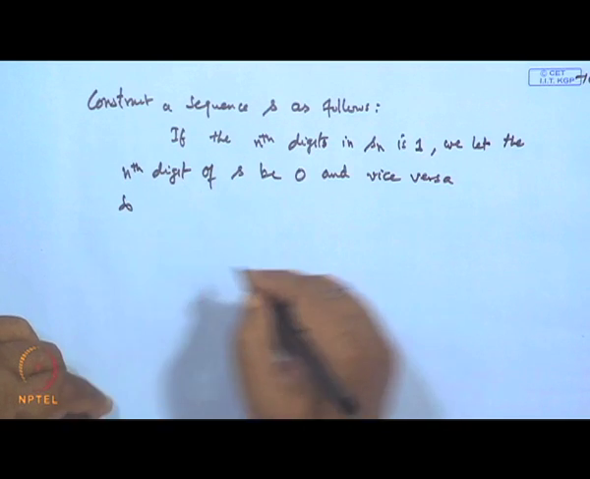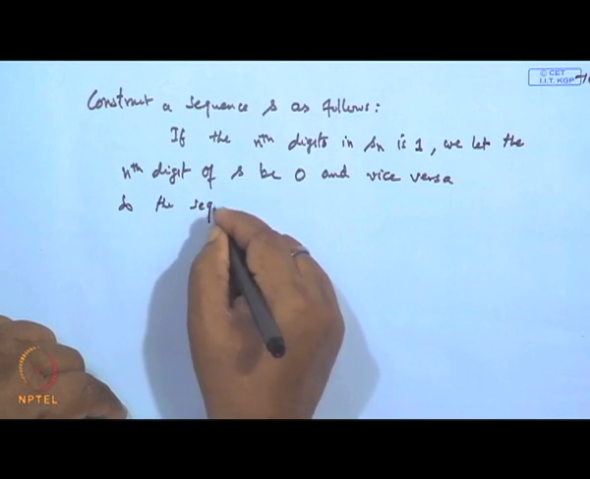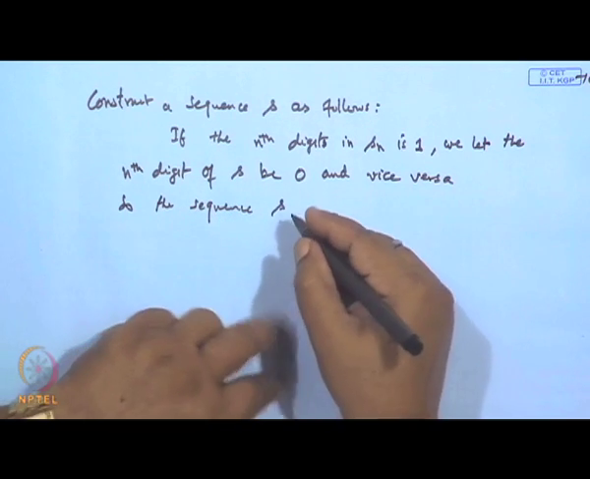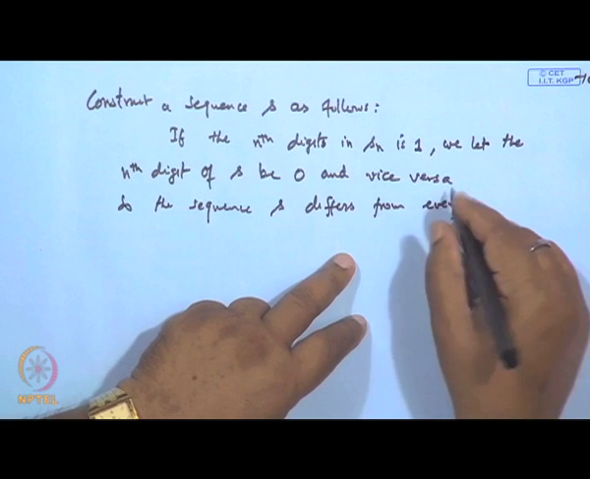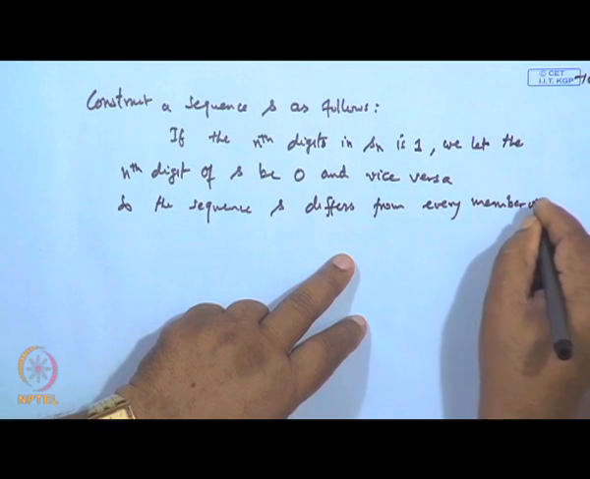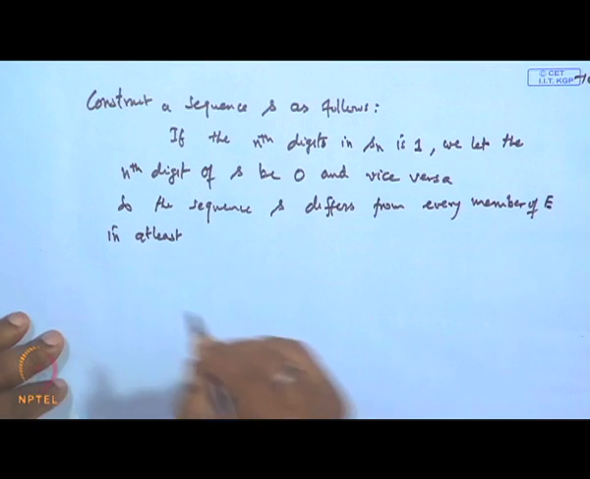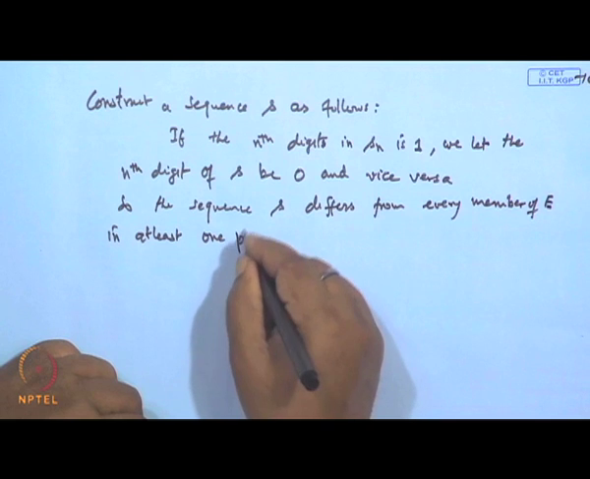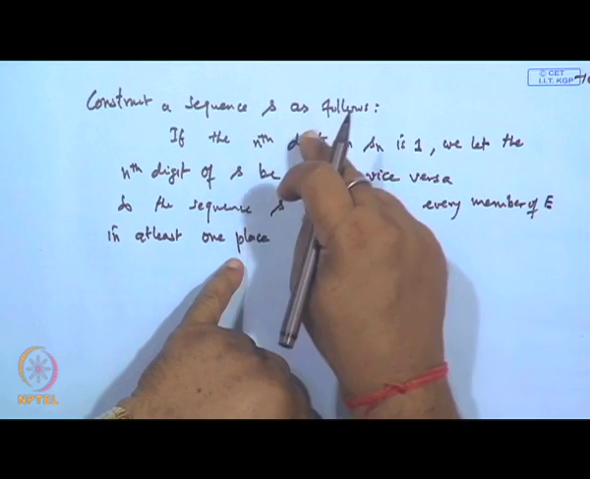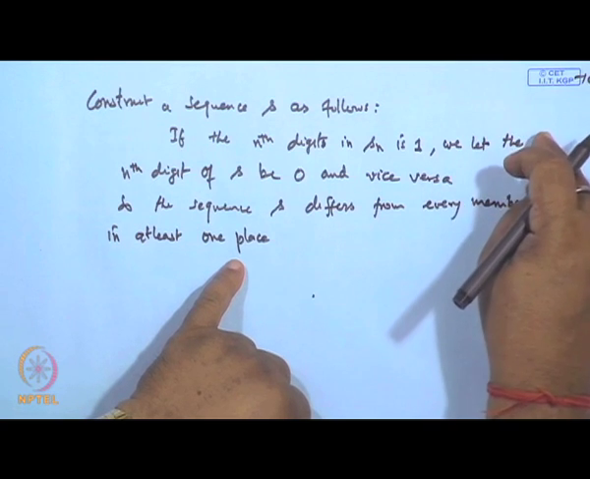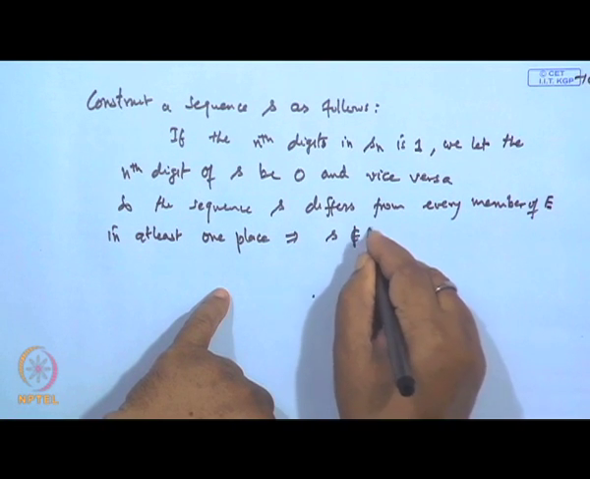So what we see here is that the sequence S differs from every member of E in at least one place, because we are constructing it in such a way. Once it differs from each element, and E is countable, so we have arranged its terms in the form of a sequence S1, S2, ..., Sn, and since S does not coincide with any one of the terms, this implies that S is not an element of E.